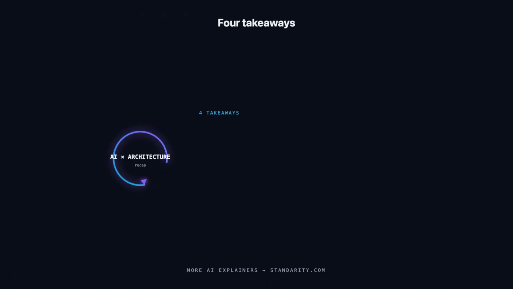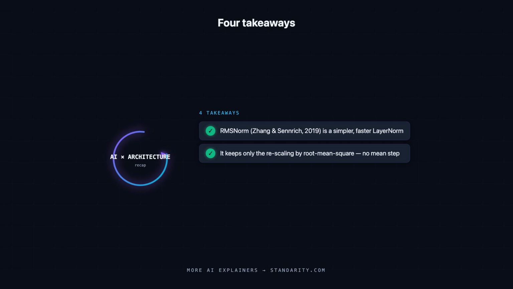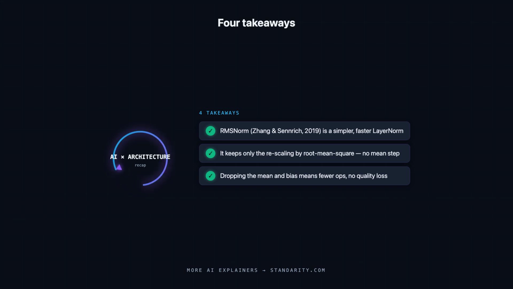All right, let's lock in the essentials. RMSNorm, from Zhang and Sennrich in 2019, is a simpler, faster stand-in for LayerNorm. LayerNorm both recenters and rescales activations, while RMSNorm keeps only the rescaling by the root mean square. Dropping mean subtraction and the bias means fewer operations per layer with no measurable loss in quality. That is why Llama, T5, and most modern large language models now default to it out of the box.